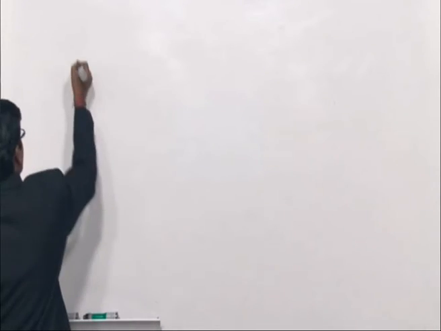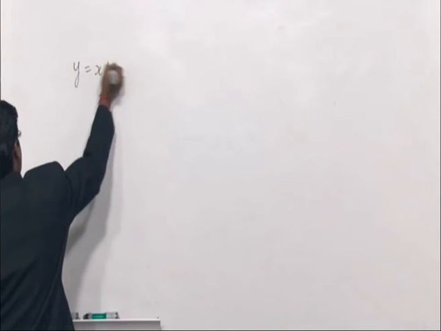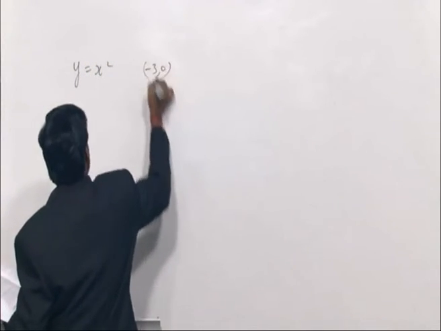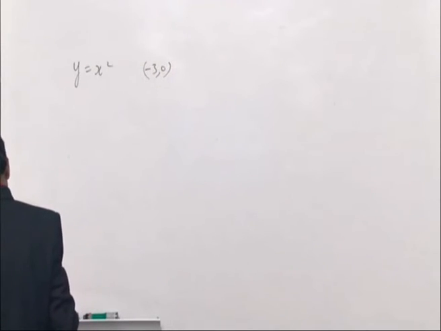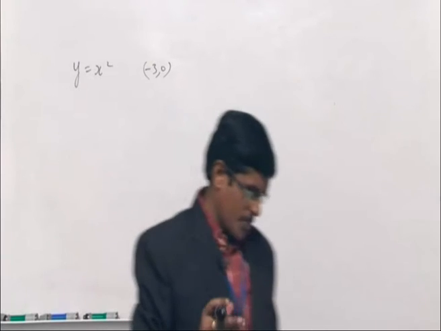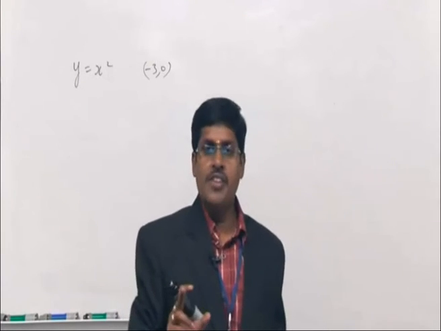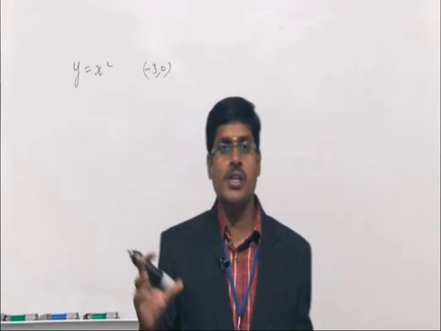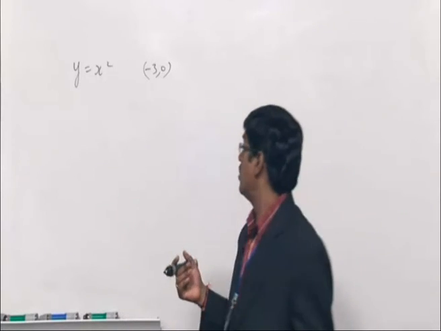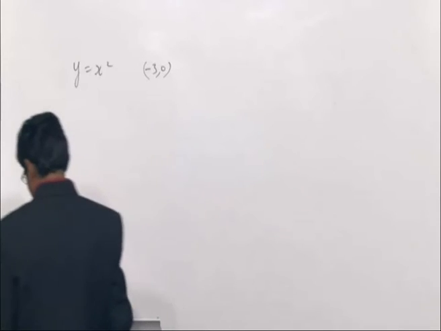The question is y is equal to x square. Point is minus 3, 0. So using the options one by one, first of all each option should satisfy the curve equation. Then find the distance between this point and each option. Wherever you get the minimum, that is called nearest. Or you apply the distance between 2 points.